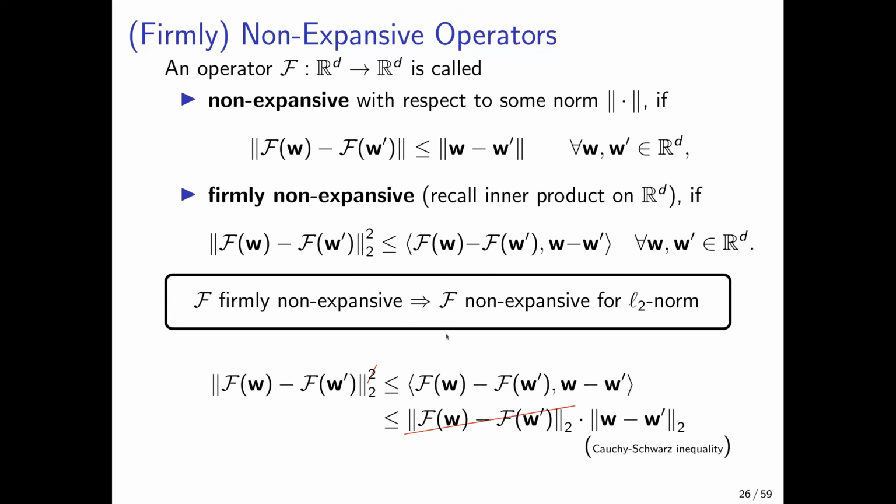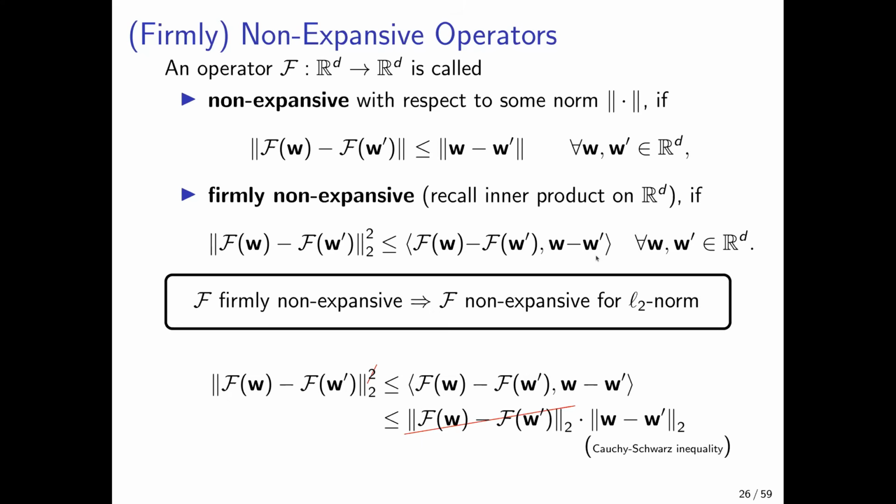And so this definition of being firmly non-expansive is a bit harder to understand than the contraction property and the non-expansive property. To get some intuition, it's first of all good to see that this left-hand side is always non-negative, because it's a squared norm. But on the right-hand side, we have an inner product, which in principle could also become negative. Of course, not if it's firmly non-expansive, but in principle, this could become negative.